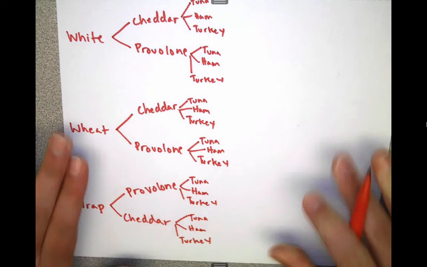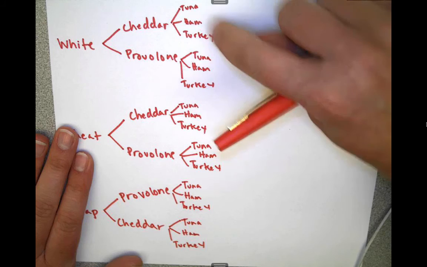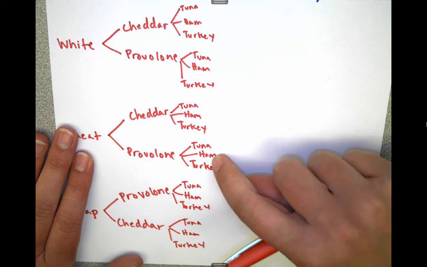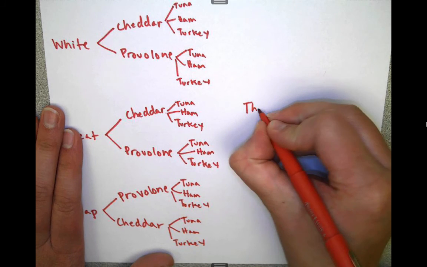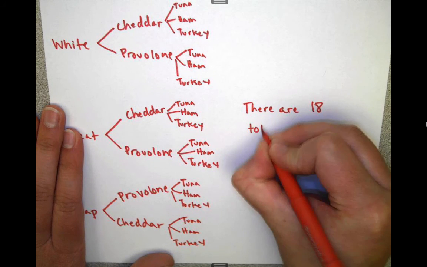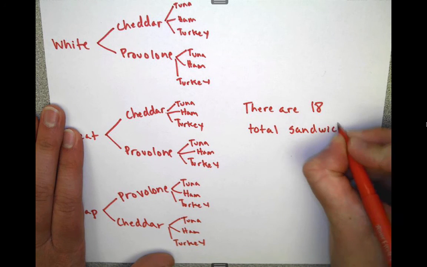So how many options do we have here? We've got a lot. I see 3. So I see 1, 2, 3. So I'm going to count in threes. 3, 6, 9, 12, 15, 18 sandwich options. There are 18 total sandwich outcomes.